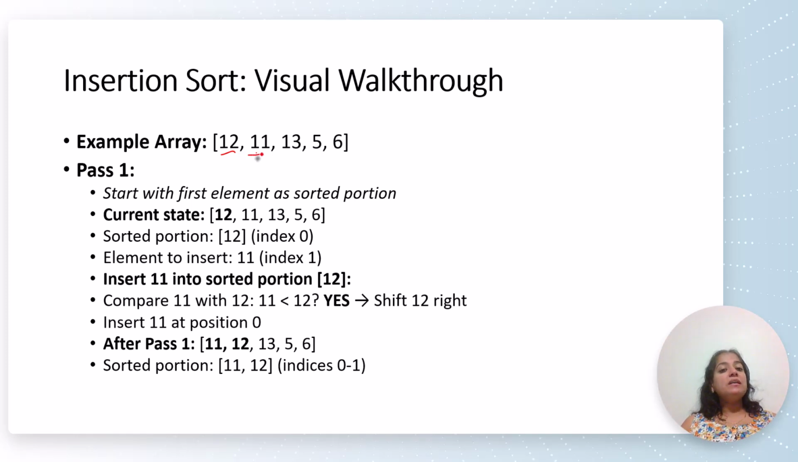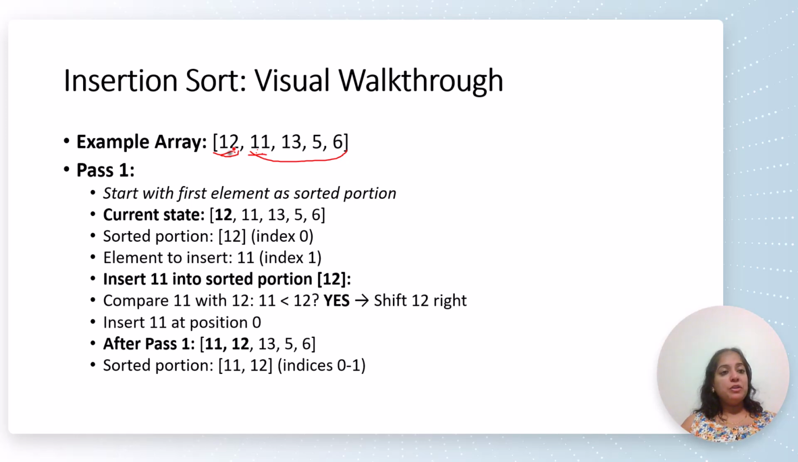So we start with the 11. This is our sorted portion. This is our unsorted portion. So for the sorted portion, we take the first element of the unsorted portion and insert it into the sorted portion correctly. So 11.